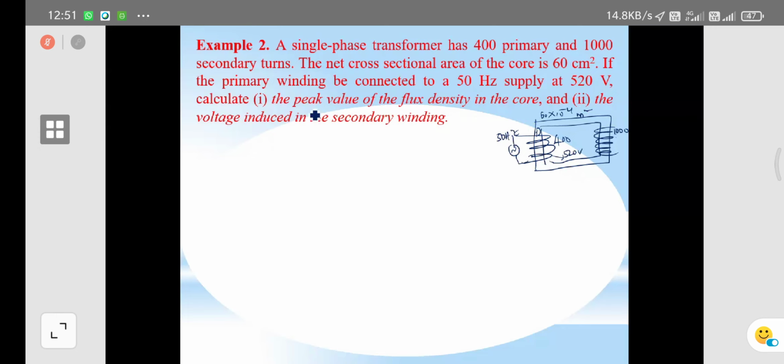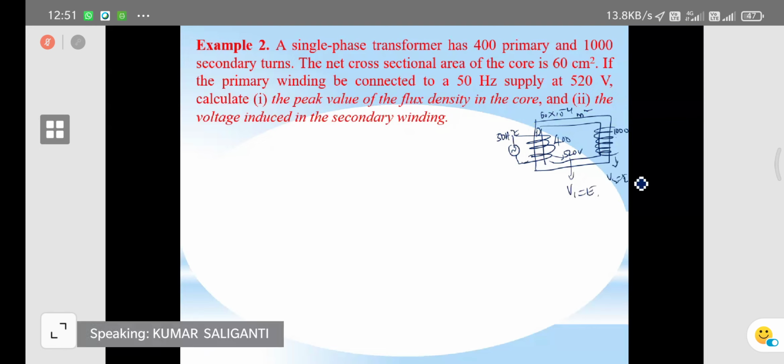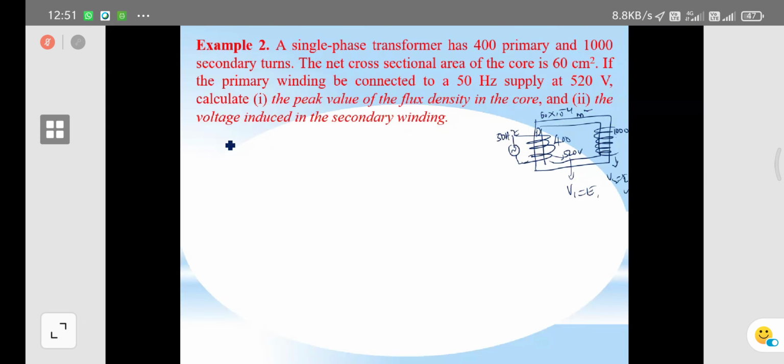Then find the peak value of the flux density in the core and the voltage induced in the secondary winding. You have to find out this voltage induced in the secondary. Always remember this V1, otherwise you can take this as E1, and this is V2, otherwise E2 here. Okay, then find out the solution.